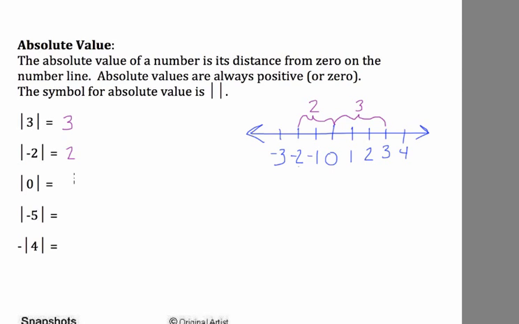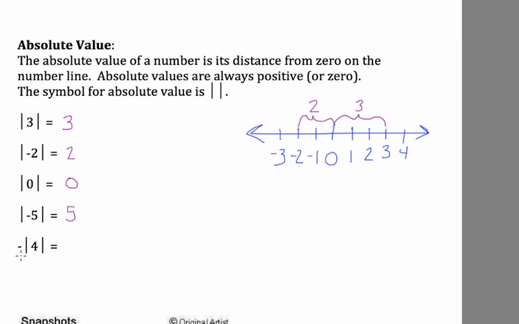A shortcut that I use is anything that is in the absolute value sign gets turned positive. So this one already is positive. The absolute value of 3 is 3. The absolute value of -2 is 2. The absolute value of 0 is 0. The absolute value of -5, turn it positive, is 5.